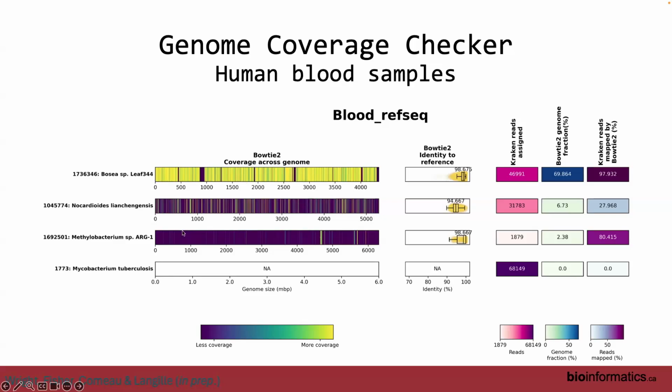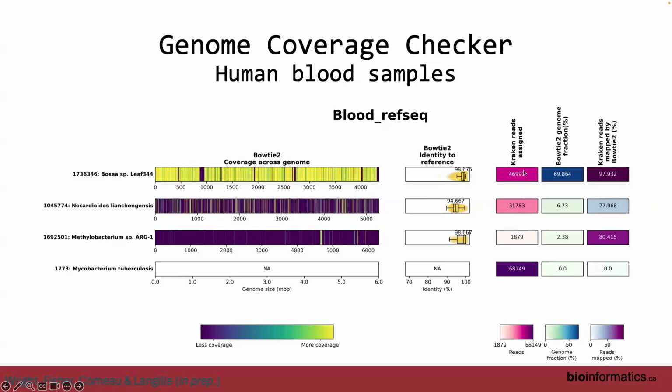What's shown here is that darker blue means less coverage across the genome, and bright yellow indicates that we have lots of coverage, lots of reads across those points in the genome. On the right here, we have the average sequence identity from Bowtie. And then we have some metrics on the right as well, and we're just showing 3.